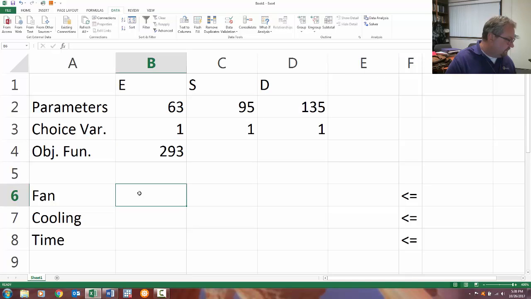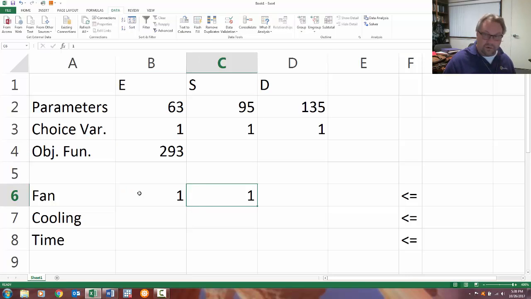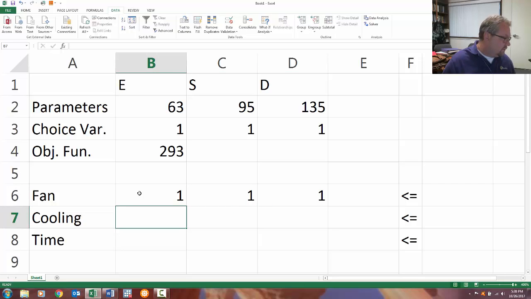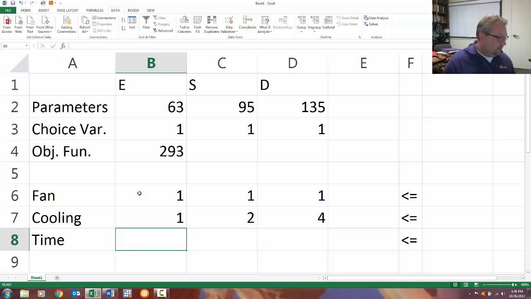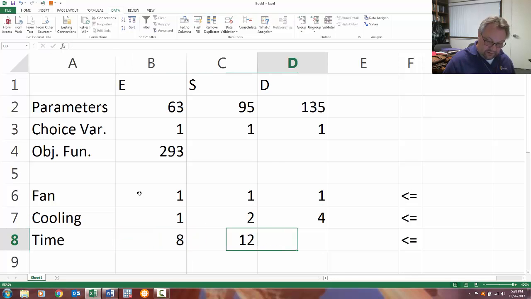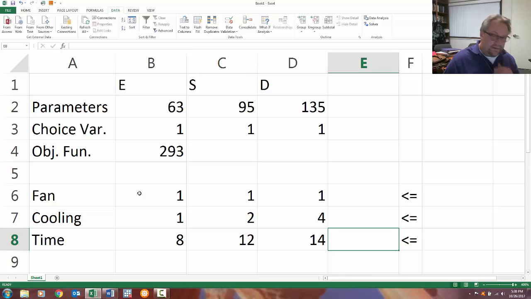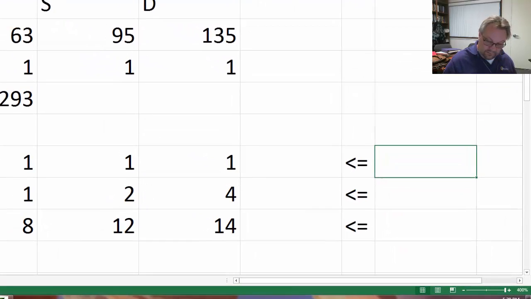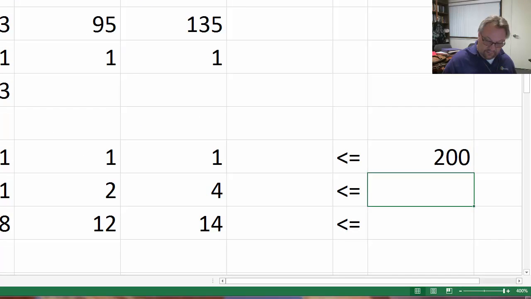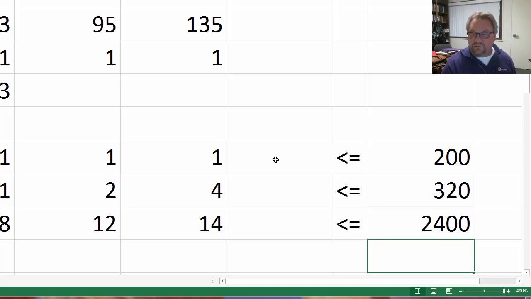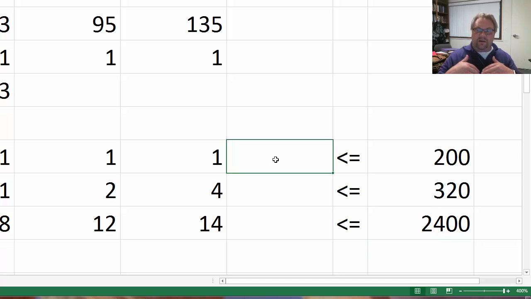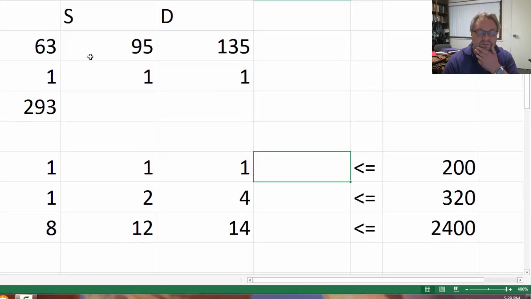All right, my constraints. For the fan motors: 1, 1, and 1. Cooling coils: 1, 2, and 4. Time: 8, 12, and 14. And these all have to be less than or equal to, you only have 200 motors, 320 coils, and 2,400 hours.